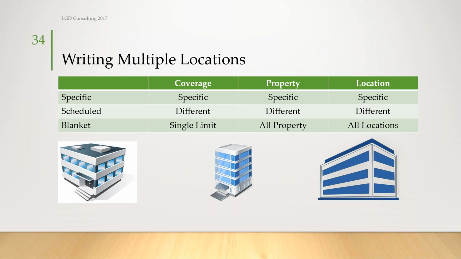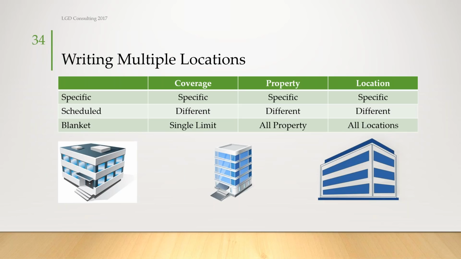Right? Scheduled would be different amounts of coverage on different pieces of property. So maybe you have a sporting goods store over here, maybe you have a clothing store over here, and maybe you have a dollar store over there. Okay. And so you do want different amounts of coverage on each of your different pieces of property, and they are at different locations. All right.